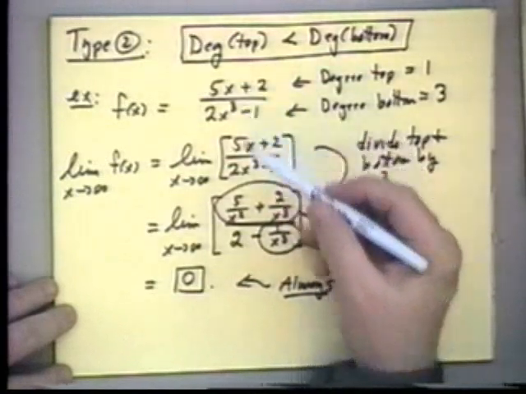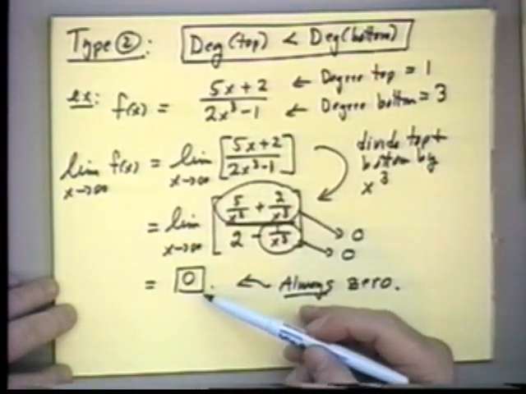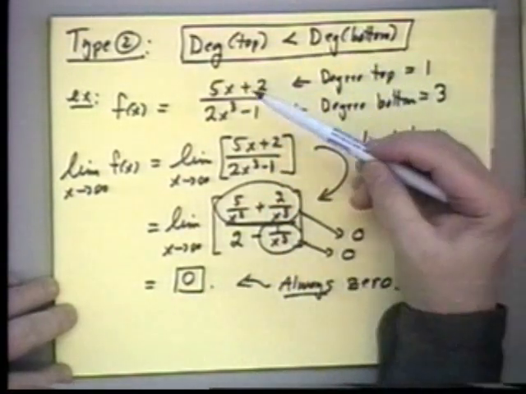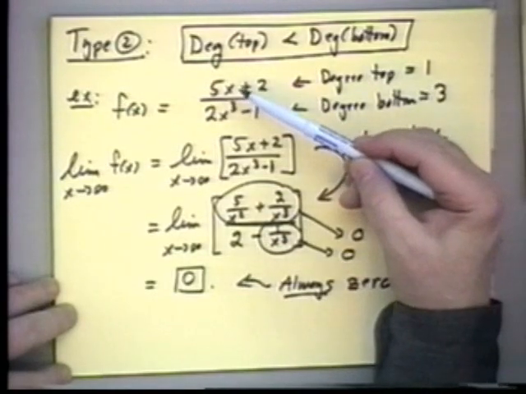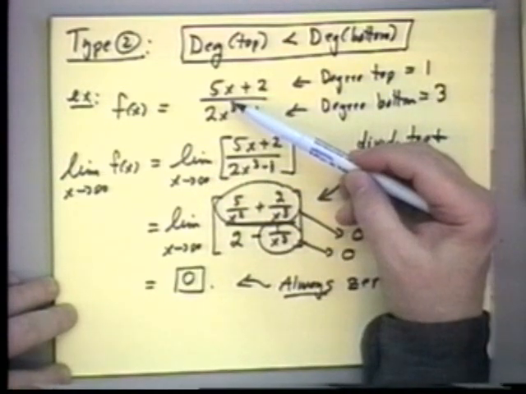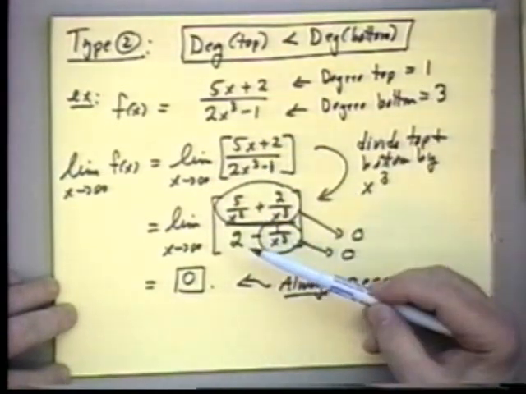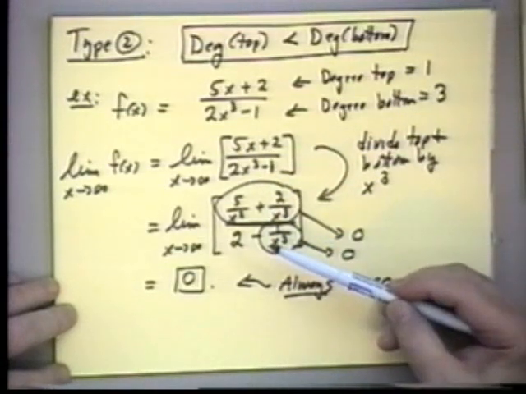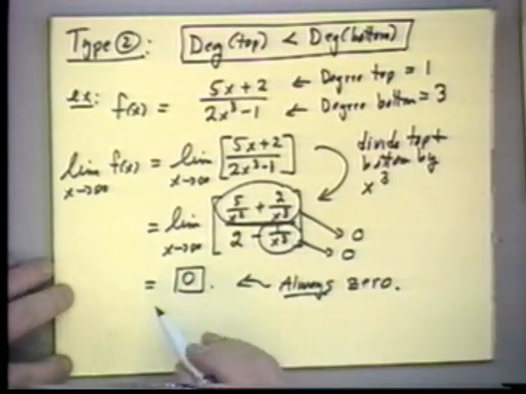And now again we have a technique that takes you from this top to the bottom without having to do any work. Immediately, as soon as you recognize that the top degree is less than the bottom and you're taking a limit as x goes to infinity, you know that the answer is 0, period. You don't have to do any of this work now. That's the advantage of doing this here. We are now going to save ourselves trouble.